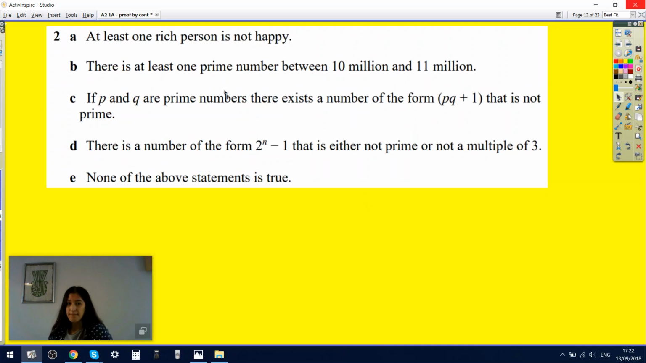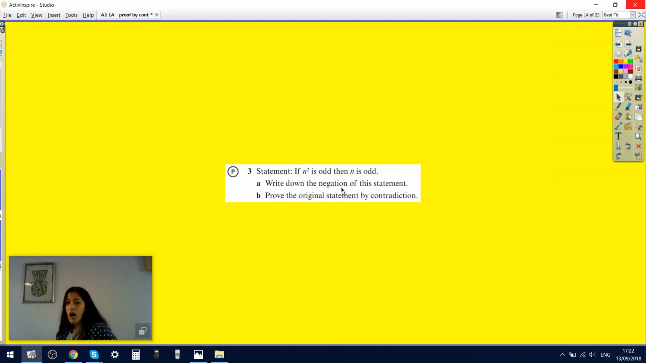At least one rich person is not happy. There's at least one number. If P and Q are prime numbers, there exists a number of the form that is not prime. Yeah, none of these statements are true. Okay.